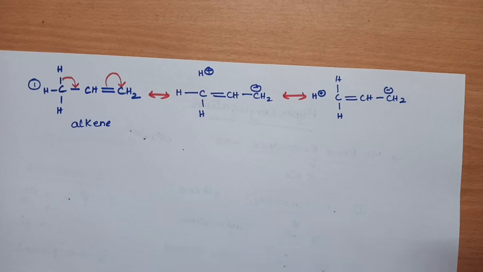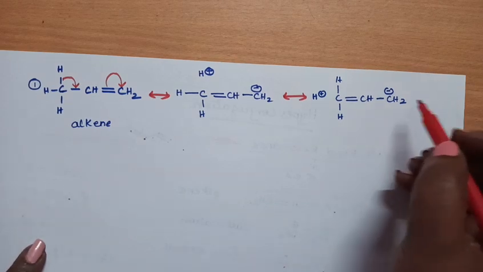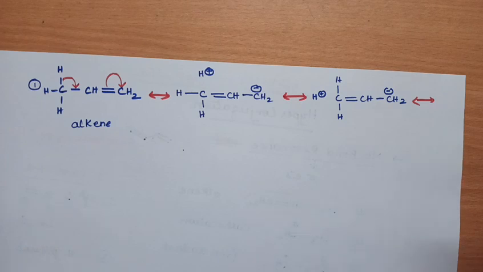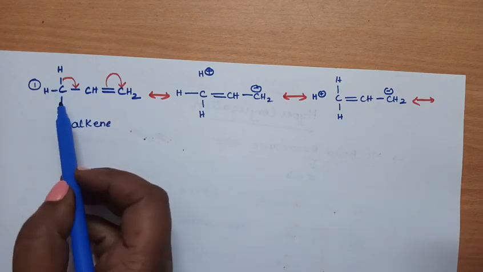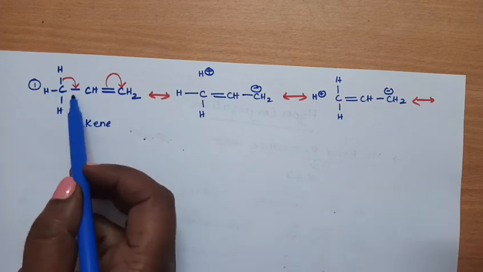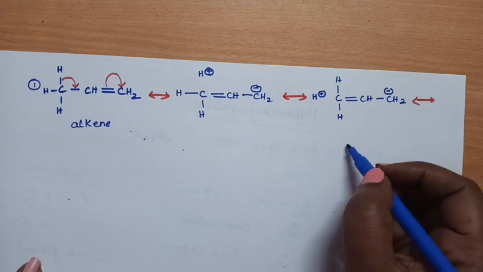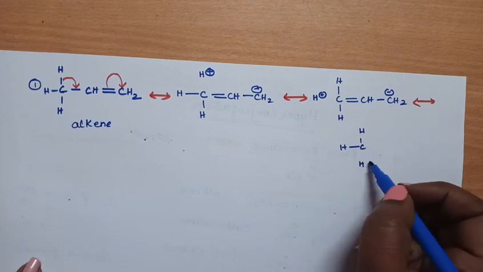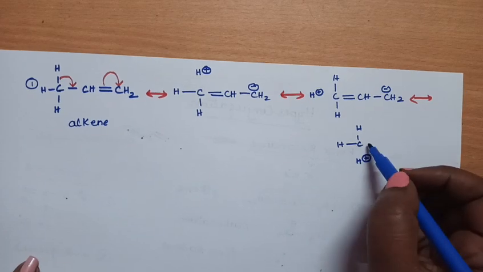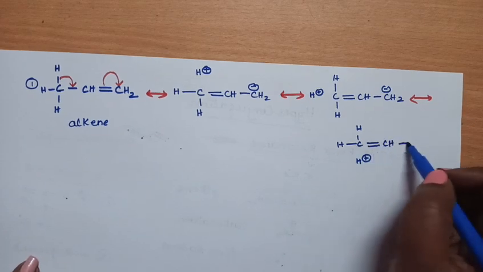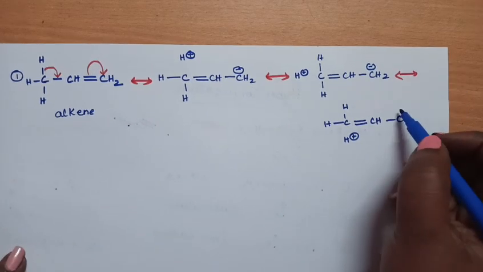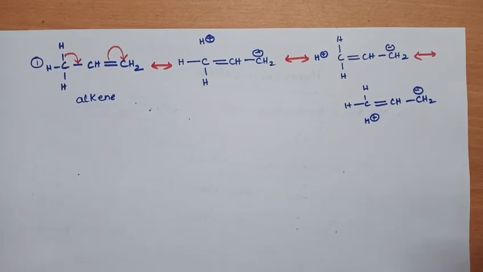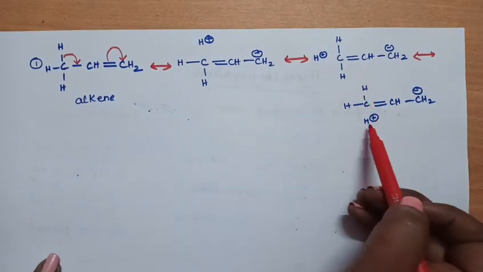So one more structure we can write. I'll write below here. Instead of this hydrogen, if this sigma bond shifts, you can write it as hydrogen, carbon, hydrogen, and here there will be H plus, and here a double bond CH, CH2, and there will be a negative sign on the carbon. So these are the hyperconjugating structures.